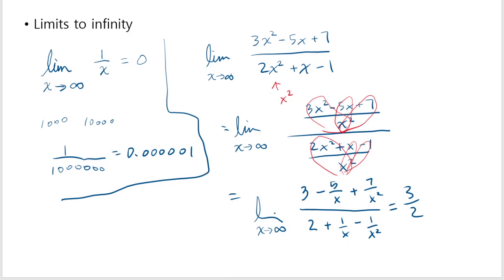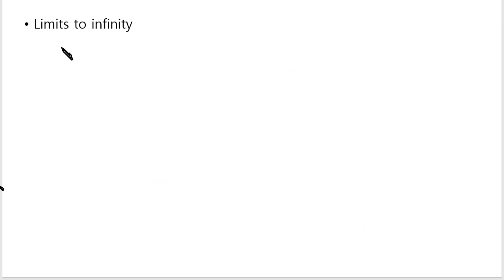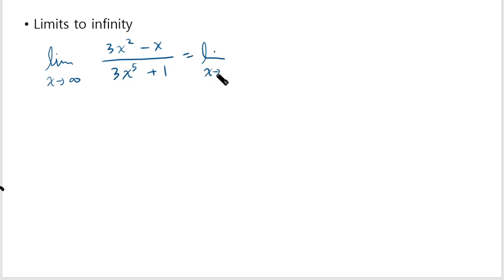Now, let me show you some other similar questions. So here is what happens if the bottom is of higher degree. Well, in this case, again, the same principle works. You divide top and bottom by x to the 5th power. So you have 3x squared divided by x to the 5th, x divided by x to the 5th, 3x to the 5th divided by x to the 5th plus 1 over x to the 5th.